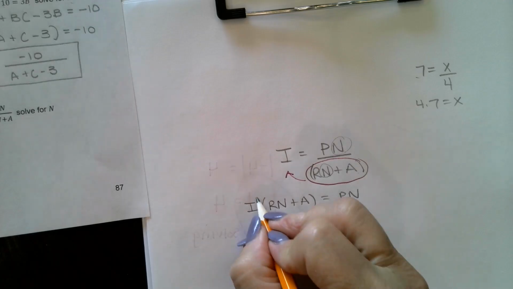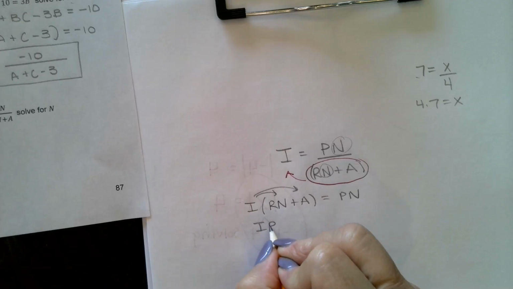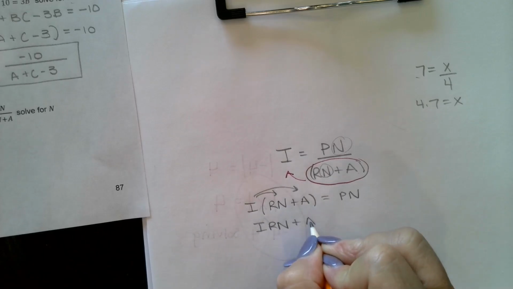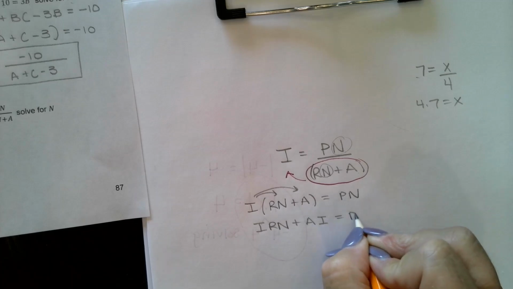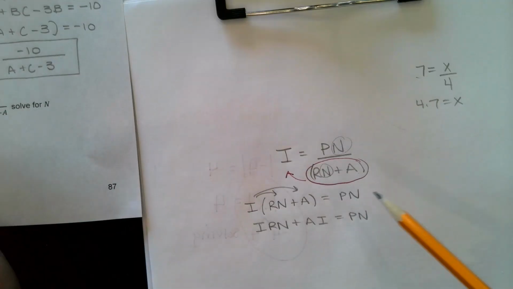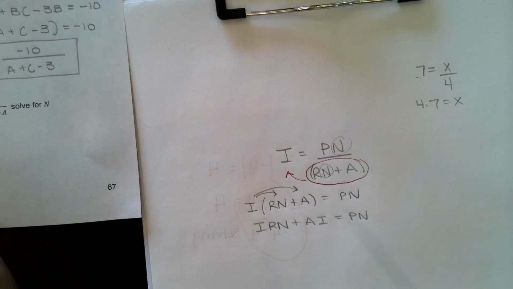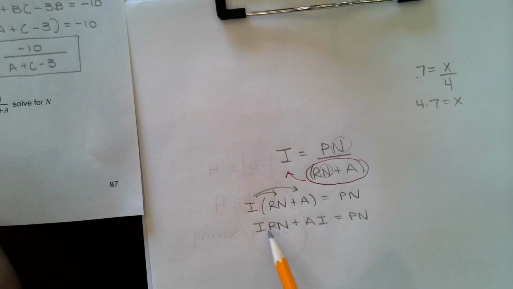So now I'm going to distribute it, just like I normally would. So IRn plus AI equals Pn. Now, I know what the first thing that goes through your mind is: wait a minute, if we want all of the n's on the same side of the equal sign, here they're on the same side of the equal sign. But when I move it over here, now I have them on both sides. But what I want you to see is that now that I moved this up and distributed, I don't have this fraction anymore, and now I can move things over.